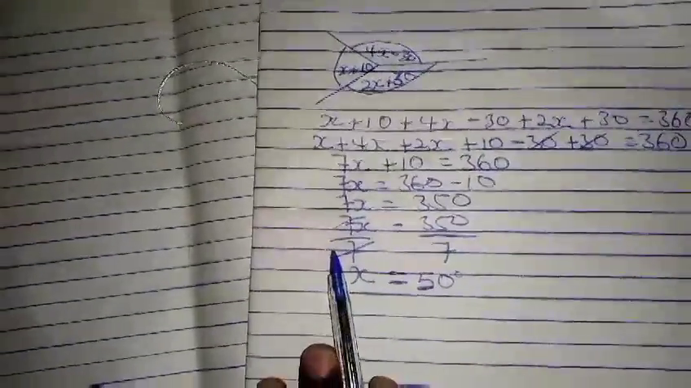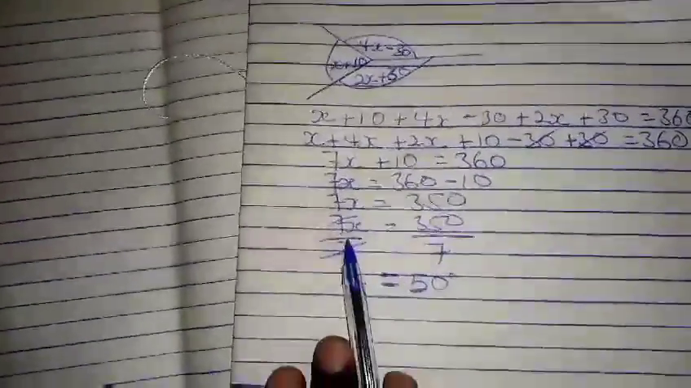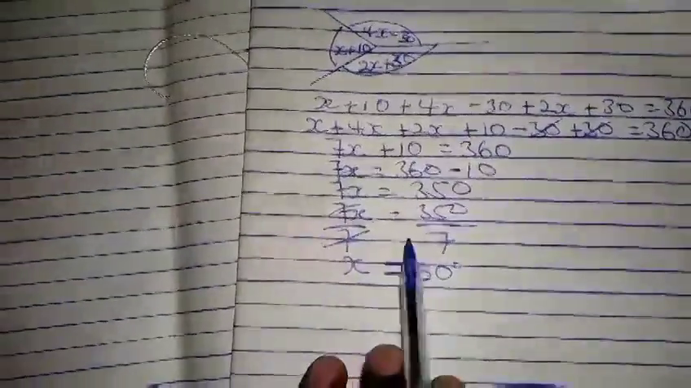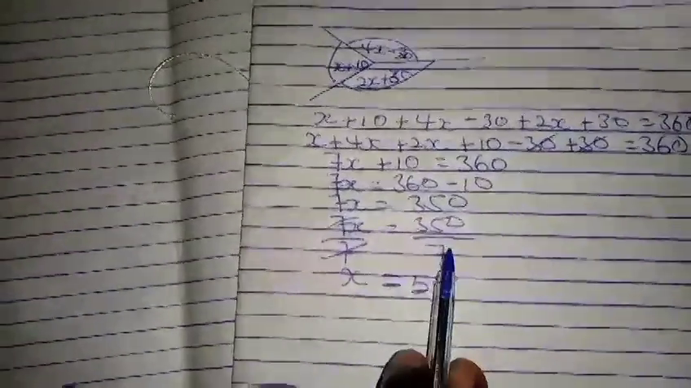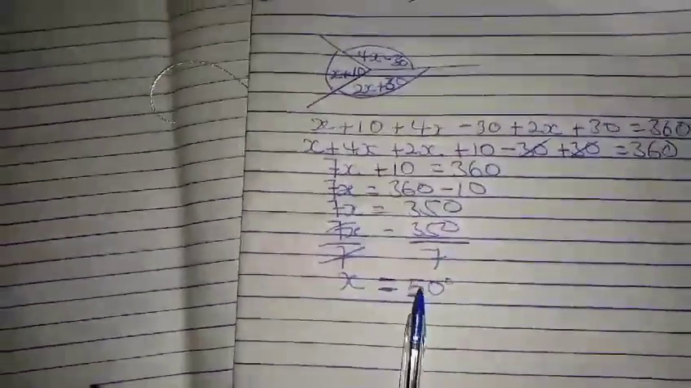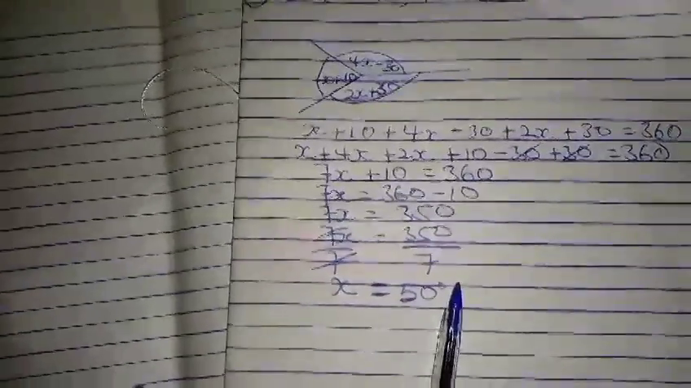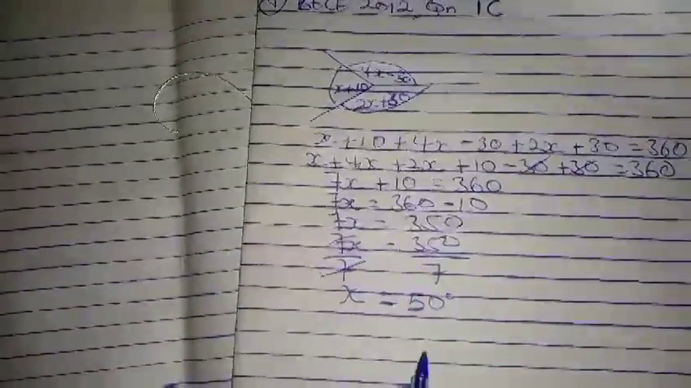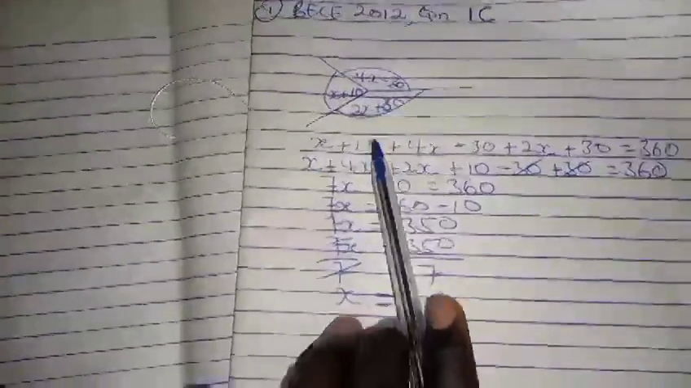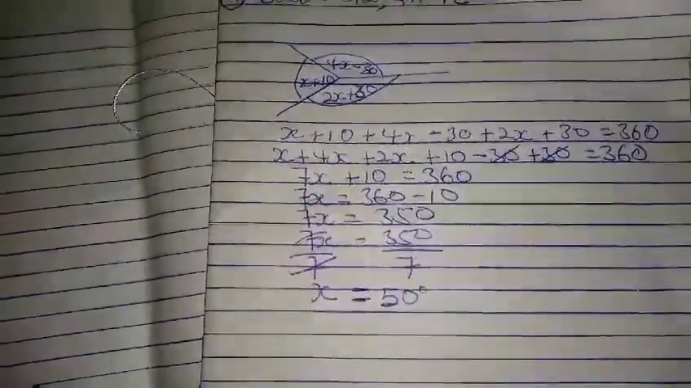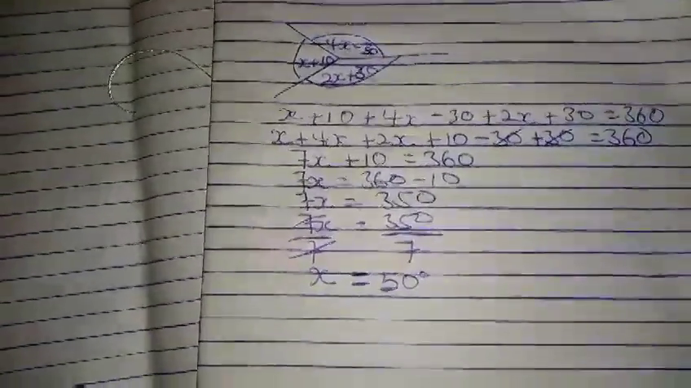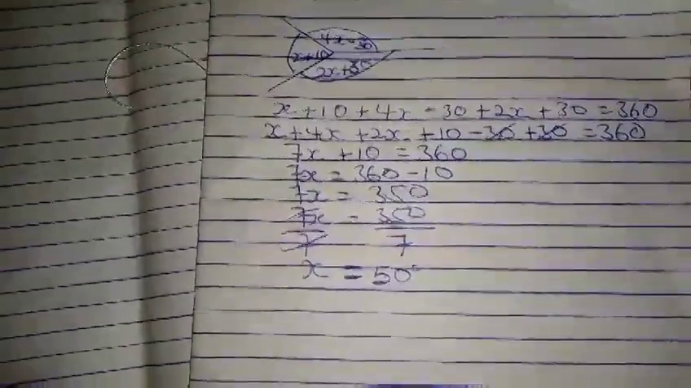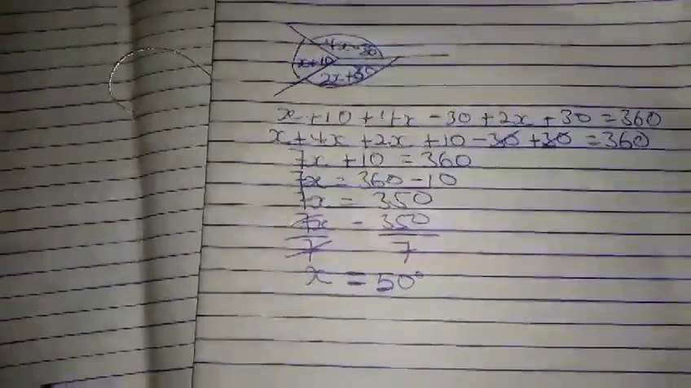So we are looking for x. You divide both sides by the coefficient of x, which is 7. So 7 here, 7 there. 7 divided by itself is 1, and here we are getting 50 degrees. So the value of x here is equal to 50 degrees. That's how to solve for angle at a point. Let's solve another and then let's move on.